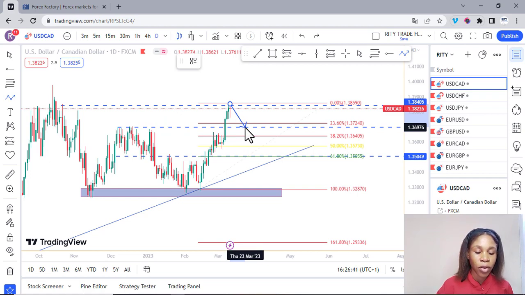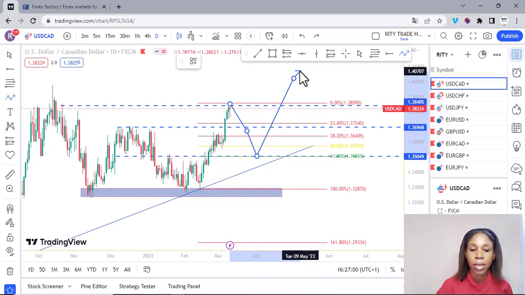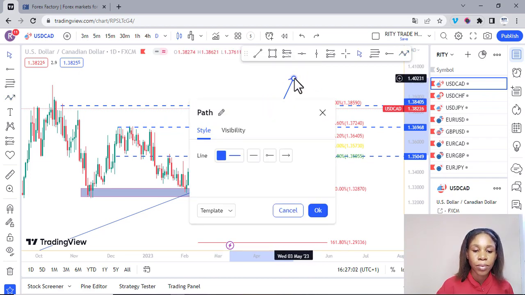So if this zone does not hold, then I'm looking to go forward down into the 61.8 retracement level. Remember, this is an uptrend where I feel this price is going to take up this level, because it's forming higher highs and higher lows, right?